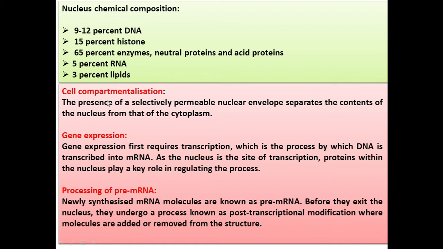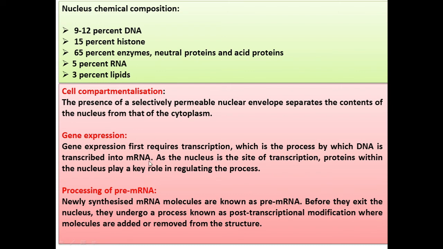Now from the last slides, what do we come to know about the function of the nucleus inside the cell? The main function is cell compartmentalization. How is it done? The nuclear envelope separates the chromatin inside from the surrounding cytoplasm and helps in compartmentalization. Then gene expression. In the form of transcription. The site of transcription is the nucleolus. So rRNA or RNAs are synthesized inside the nucleolus.